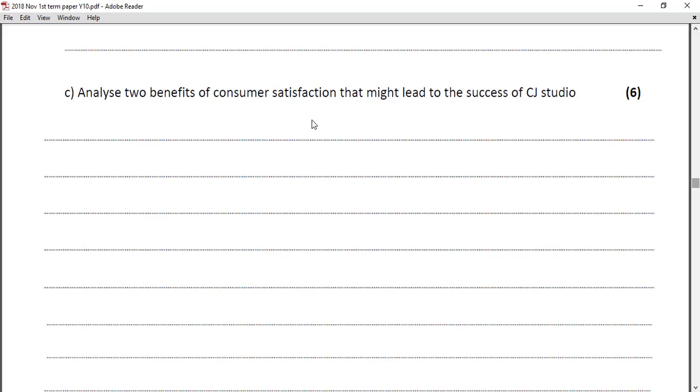So therefore, again and again, repeat purchases, increased sales, revenue, and more profitability can be expected. This is where you have to write a 6-mark question. So 2 points, you can elaborate like that.